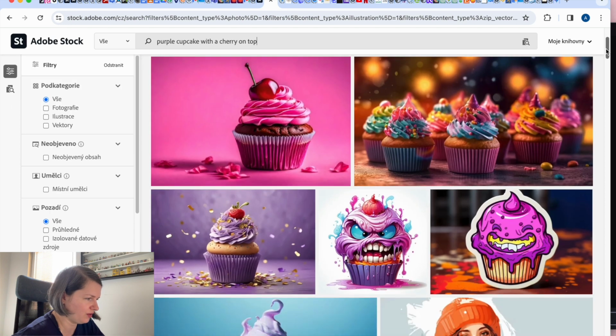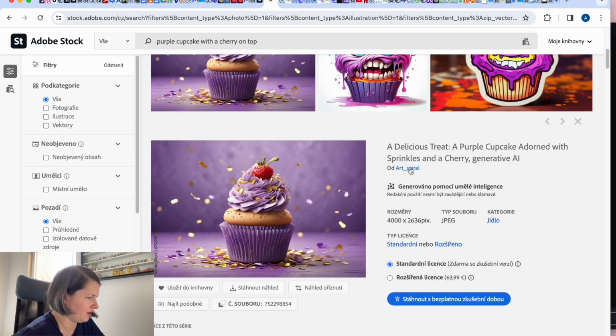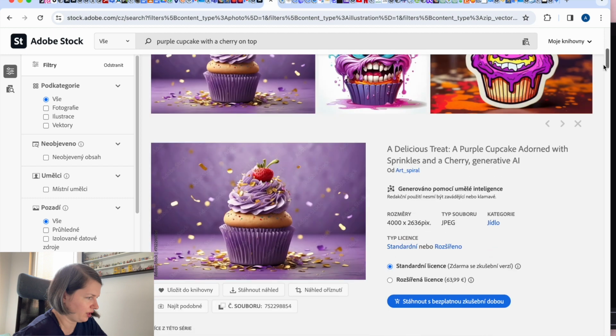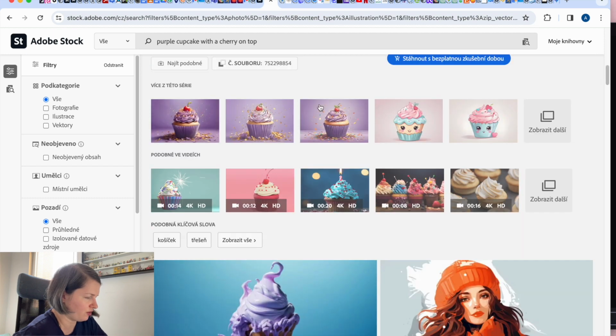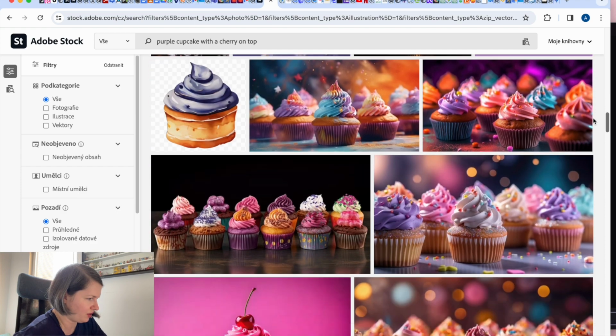Yep. So this is, I think, yours, right? Yes, art spiral. So this one is actually from your portfolio. This is more photorealistic, and except it's not a cherry but a strawberry on top, it's better than those more illustration looking images from this series. So let's see if there is anything else.